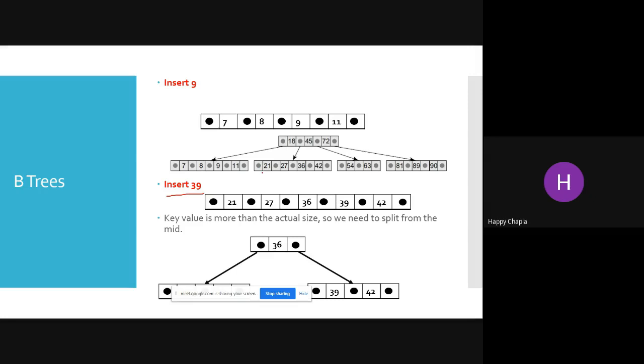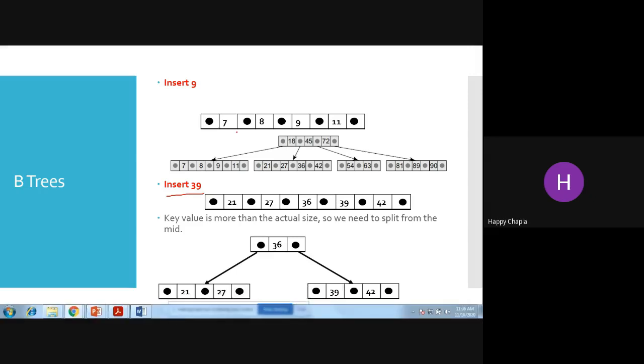Okay, now find out these things. Till this condition, we are just finding the case number 1 of insertion. There is no splitting involved. Now in this case, if you want to insert 39, 39 is greater than 21, moving towards the next. Is 39 greater than 27? Yes, moving towards the next. 36, so is 39 greater than 36? Yes, but it's less than 42. So in between my 36 and 42, I can insert this 39. So we can insert 39 over here.